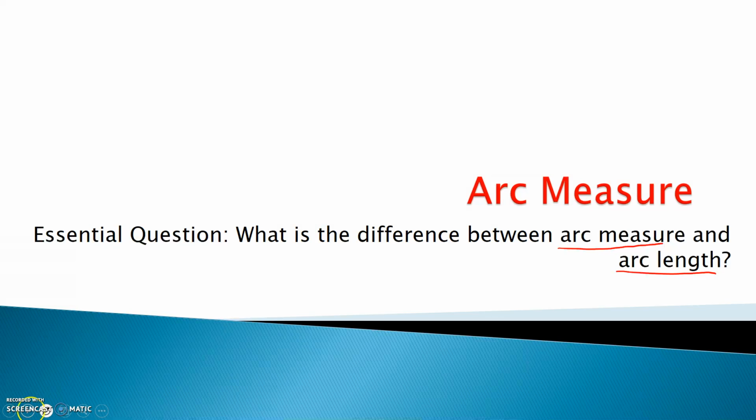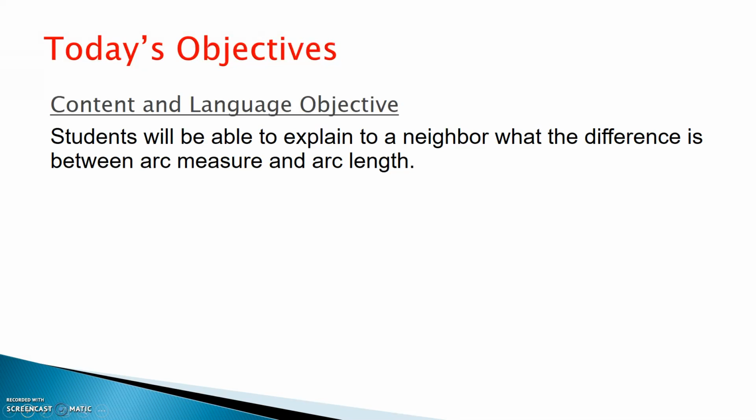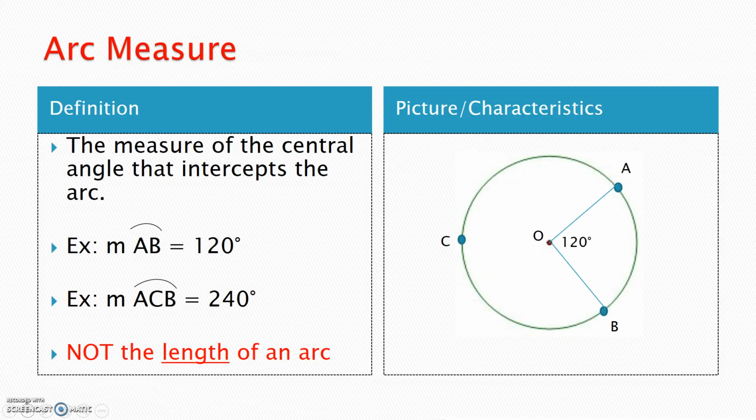What is the arc measure? By today, you should know what arc measure is. We should be able to define it, and make sure we don't accidentally confuse it with arc length. So what is the actual definition? Well, what do we mean in geometry when we say arc measure? It's the measure of the central angle that intercepts the arc.